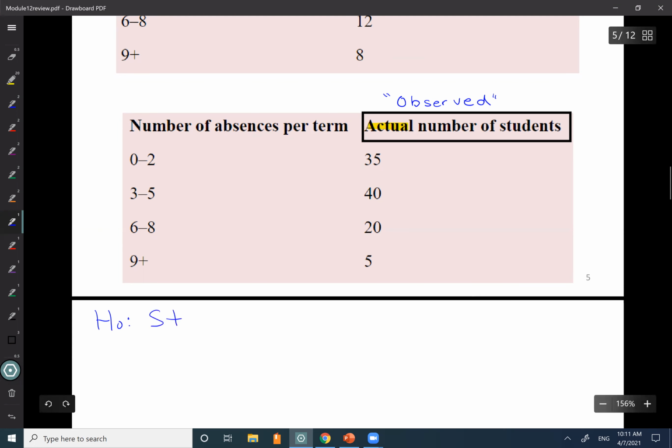So the hypothesis is student absenteeism fits faculty perception. So this is what they expected. All right, and versus student.